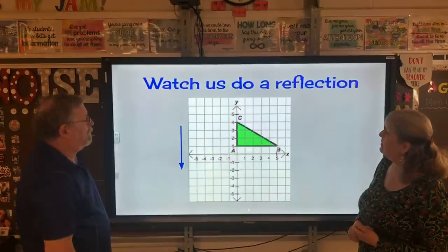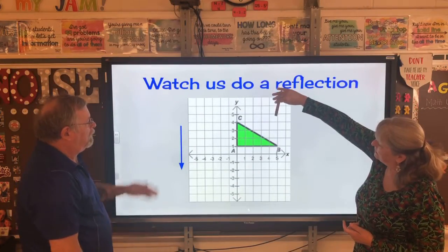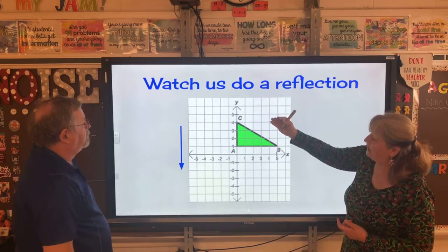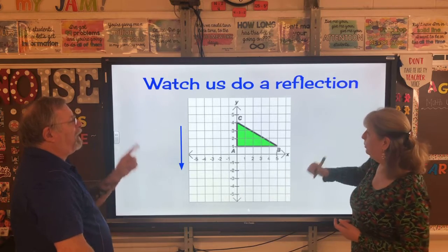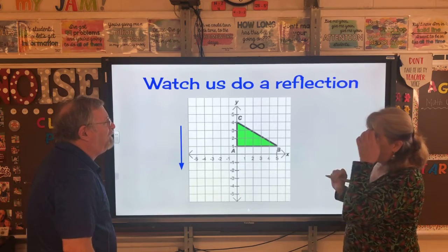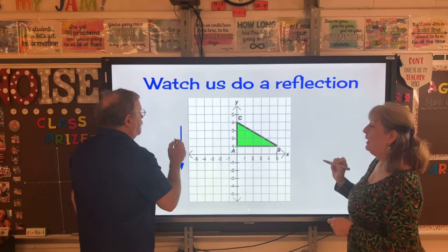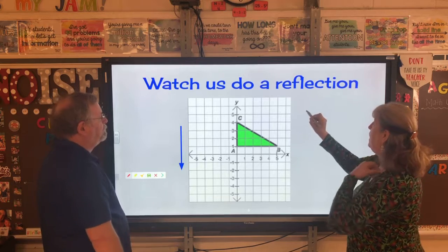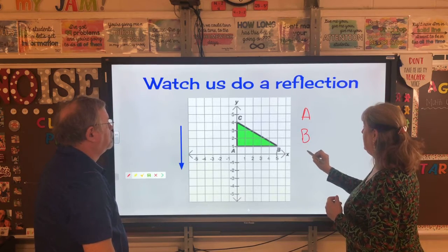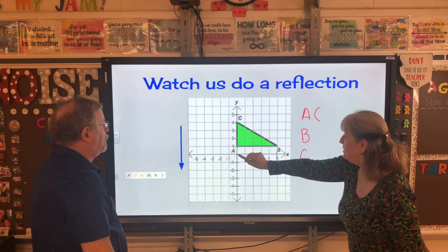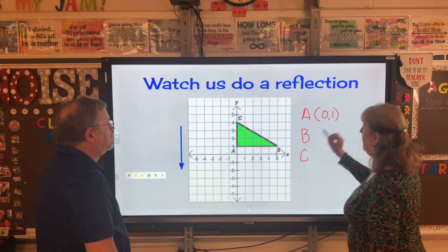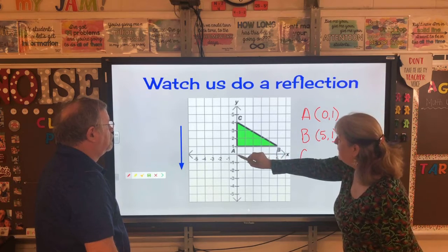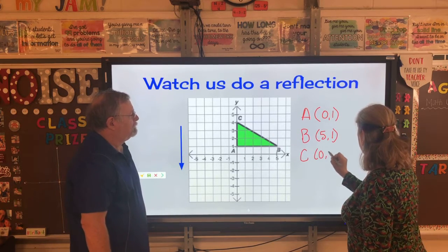All right, let's go, and this one is going to be reflected, and it's going to come down. It's going to start in quadrant 1, and it's going to end in quadrant 4. So I bet all those numbers are going to be positive, negative. Let's find out. Let me try this without ever putting anything on the graph. I'm going to do A, B, C, and let's look at the numbers. A is 0, 1. B is 5, 1, and C is 0, 4.